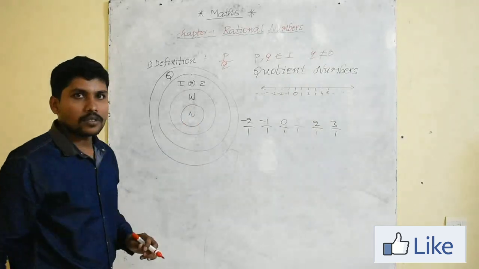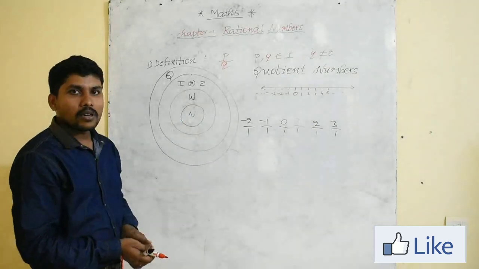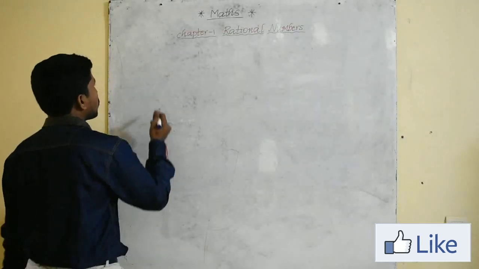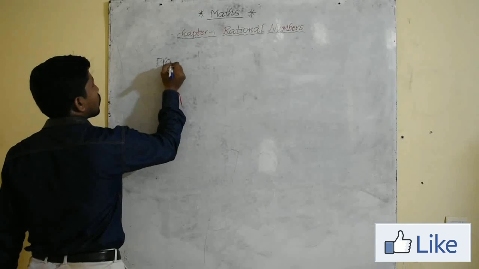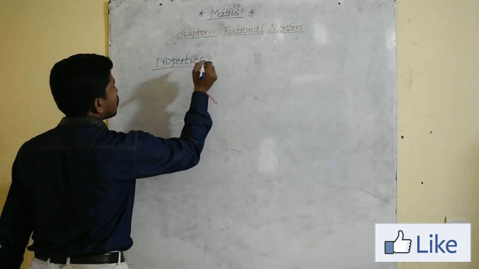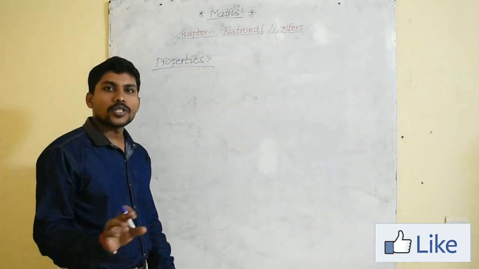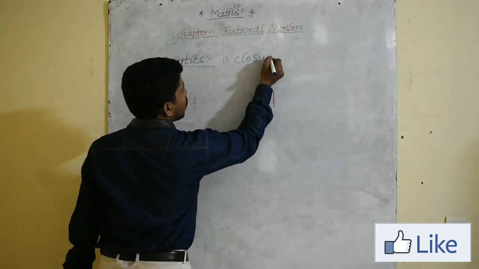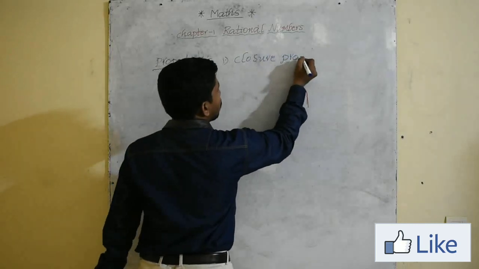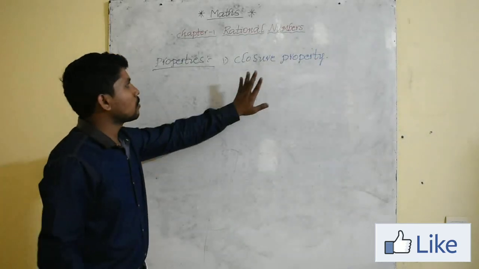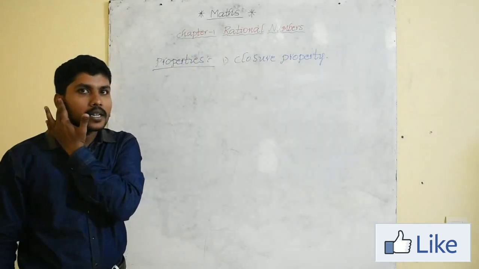And let us go for the next topic. What are the properties that are involved with the rational numbers? Let us see the properties of rational numbers. The first property is closure property. So what does it say regarding rational numbers?